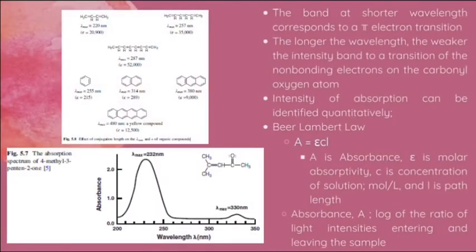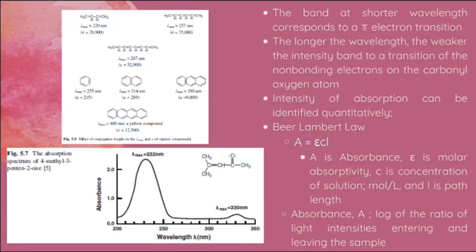So we have benzene, and the next one is naphthalene. As you can see, benzene has lower conjugation than naphthalene. So it is true as stated in the slide before, the greater the conjugation, the longer the wavelength of maximum absorption. So the next one is the spectrum, an example of the UV visible spectrum.